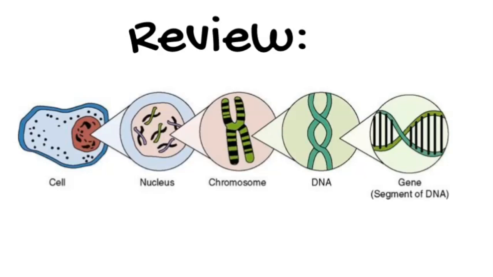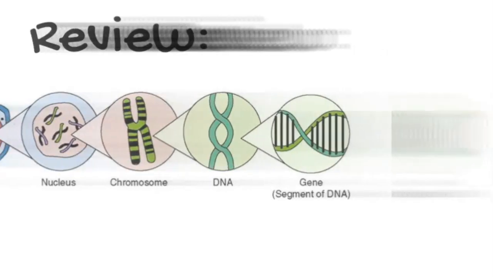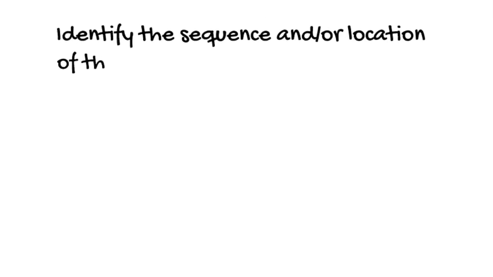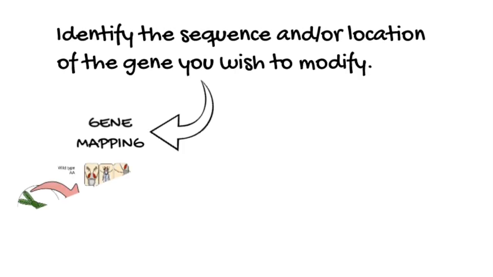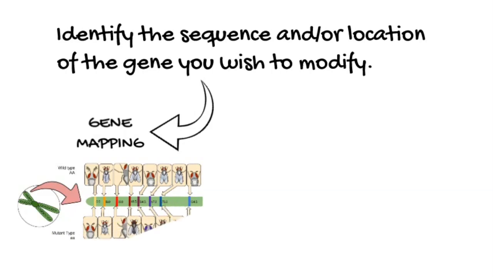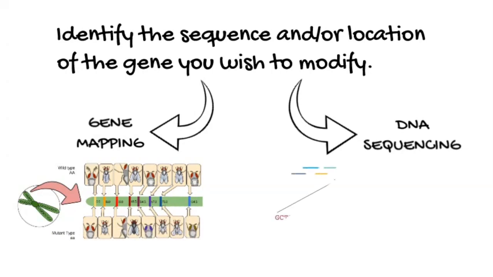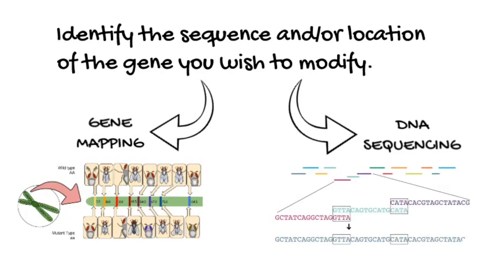We want to make our modifications so that we have a single change with a single benefit. No matter what you want to do, the first step will be to identify the sequence and location of the gene you wish to modify. This can be done using gene mapping, but preferably we'd like to use DNA sequencing, as this allows us to target the actual base sequence needed.